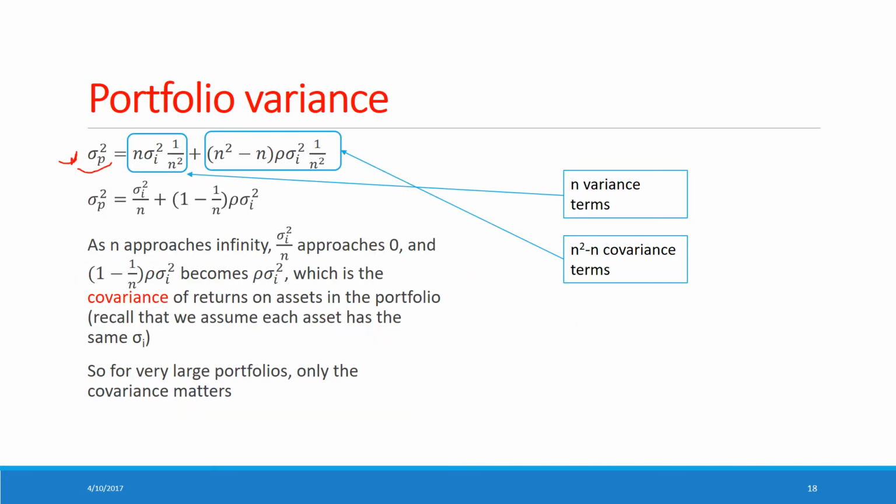So using the formula to calculate the portfolio variance, we know that there will be n variance terms. So n times w_i squared times sigma_i squared. Right. w_i squared is 1 divided by n squared, given that the weight for each asset is 1 divided by n.